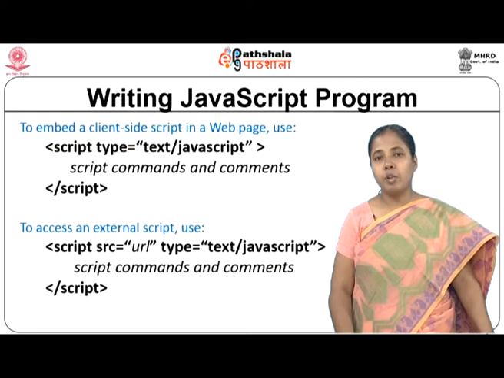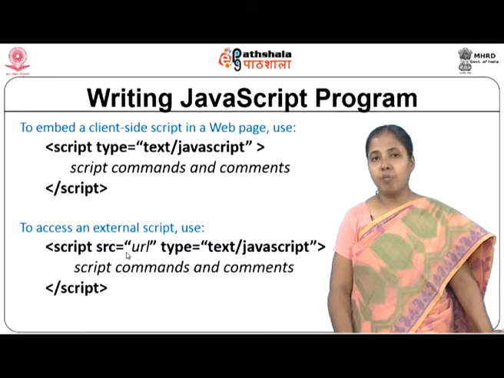In order to embed the script code, we make use of a tag called the script tag. This is how you embed a client side script in a web page. We use a script tag with its attributes, and we give the script commands or comments within this part. And to access an external script, we use the script tag, and the attribute src takes the URL of the JavaScript file. The JavaScript file would be saved with the .js extension.